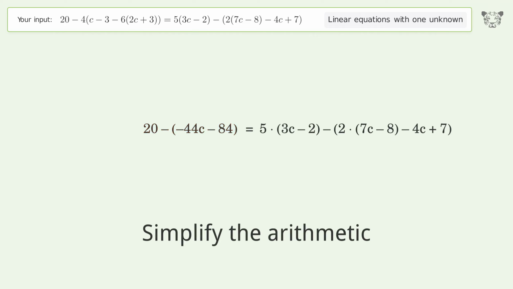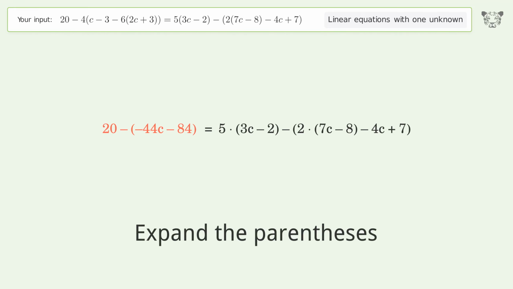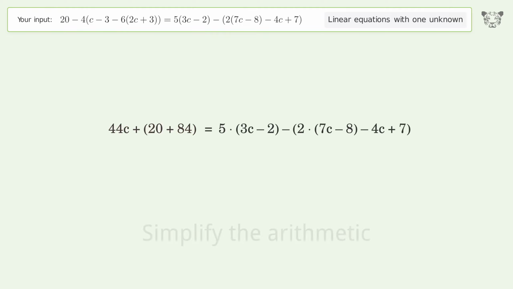Expand the parentheses. Multiply the coefficients. Simplify the arithmetic. Expand the parentheses. Group like terms. Simplify the arithmetic.